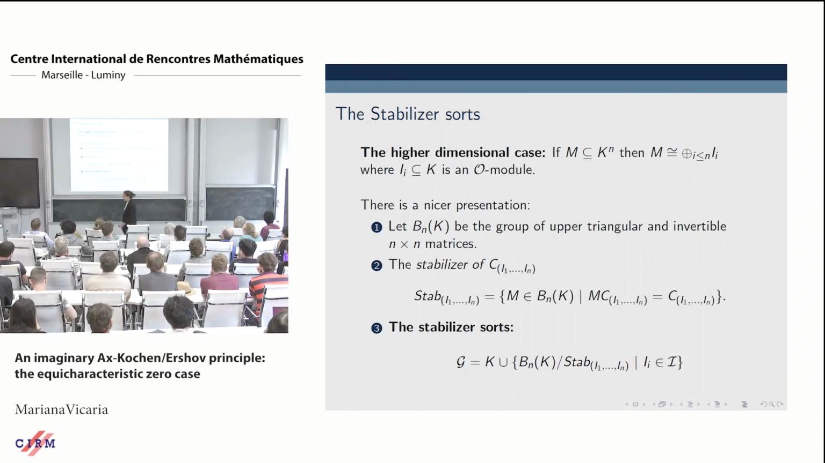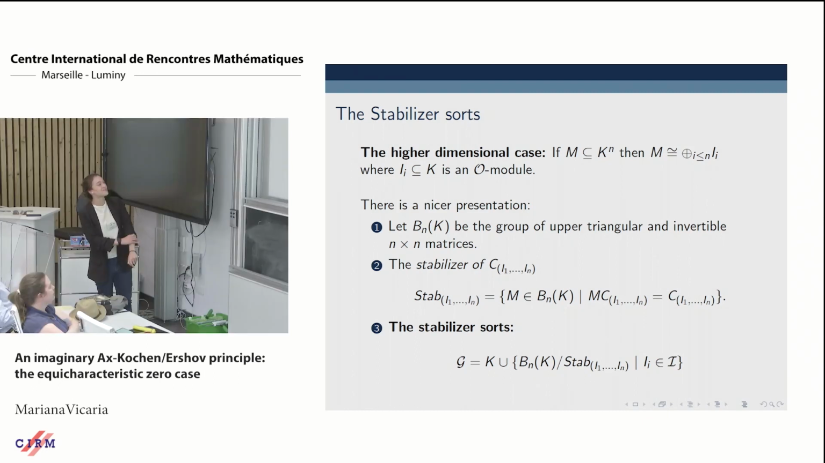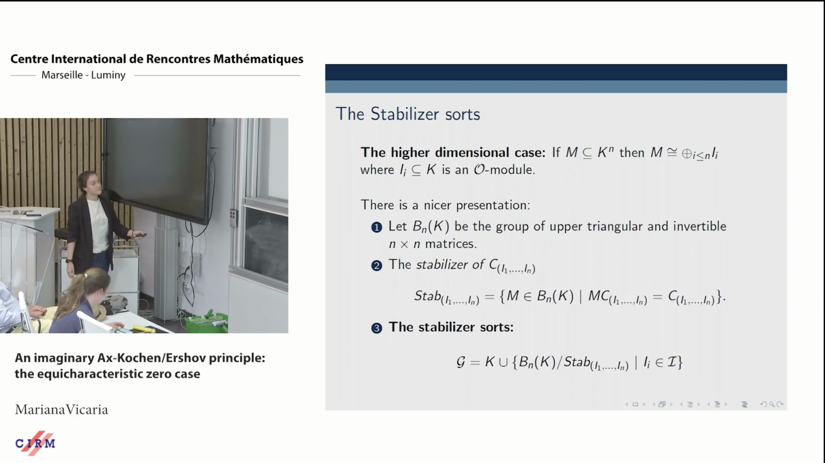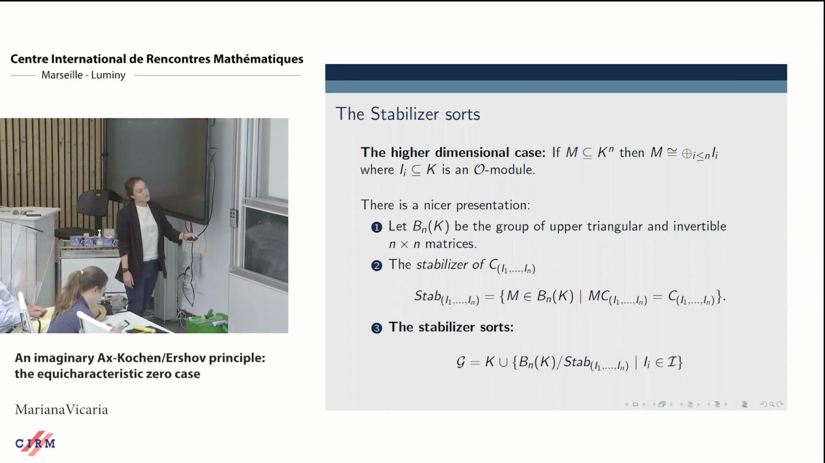So there is one canonical model that you can associate to that, and then you might look at some subgroup of the upper triangular matrices that is in essence the stabilizer of that standard one. So what you take is just a subgroup of linear transformations that don't move that canonical model, and then what I call the stabilizer sorts are in essence these quotients. And the nice thing is that you can actually find this family to be complete, but I'm not going to go into detail on that.